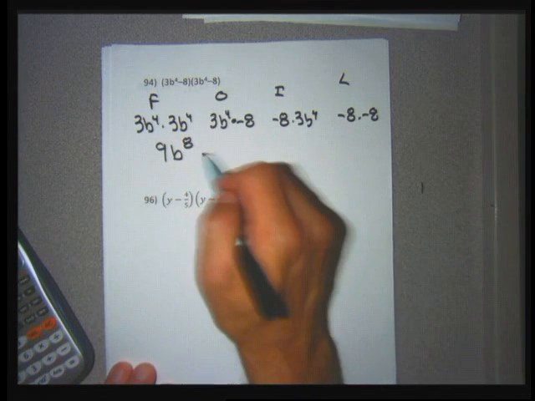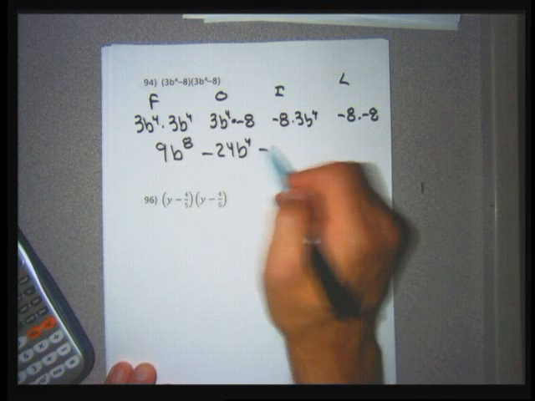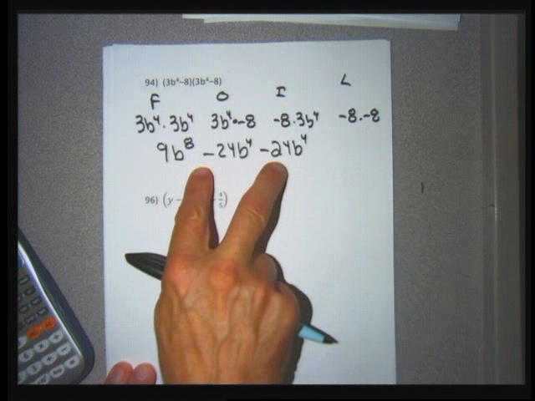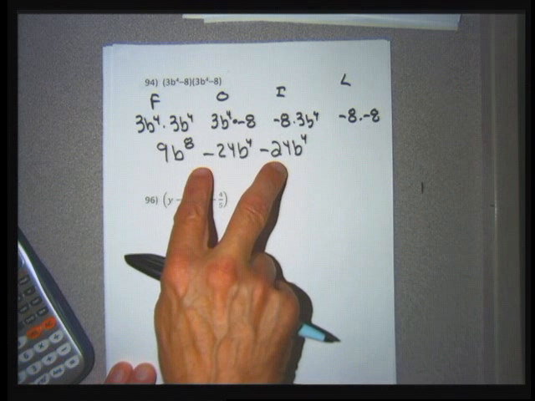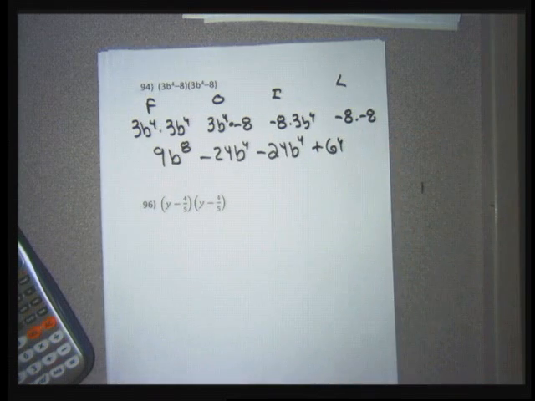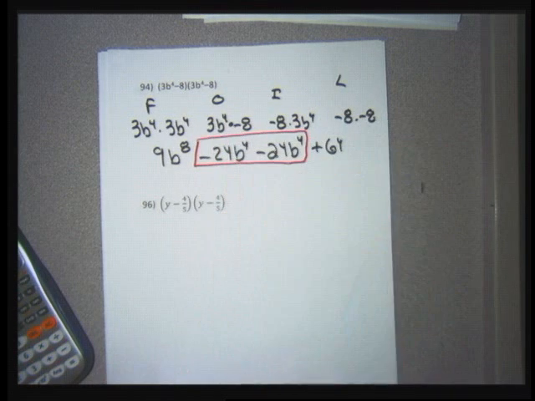Outers, I get a negative 24b to the 4th. Inners, another minus 24b to the 4th. They don't cancel because they have the same signs. You need one plus and one minus for them to cancel. The minus 8 times minus 8 is a plus 64. The outers and the inners, because the numbers are both negative, I'm going to add them and keep them negative.